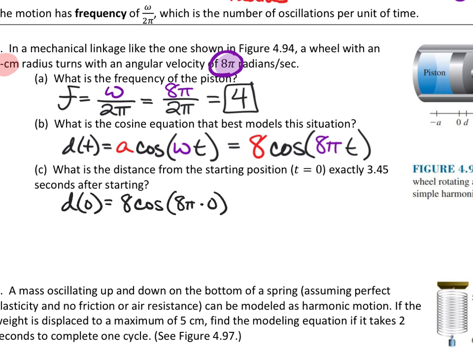We could do this in our head, but you also have a calculator. So go ahead in your calculator, 8 times the cosine of 8 pi times 0. Now notice you have 8 pi. Are we using degrees? Switch your calculator back to radians because we were given omega in radians per second.